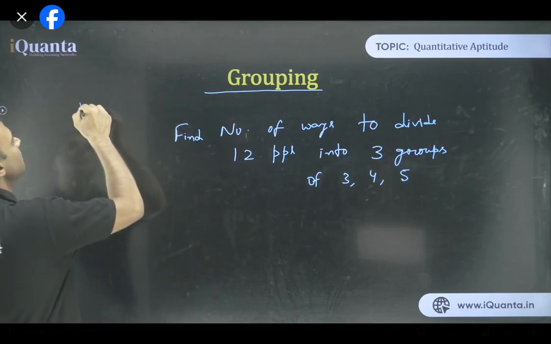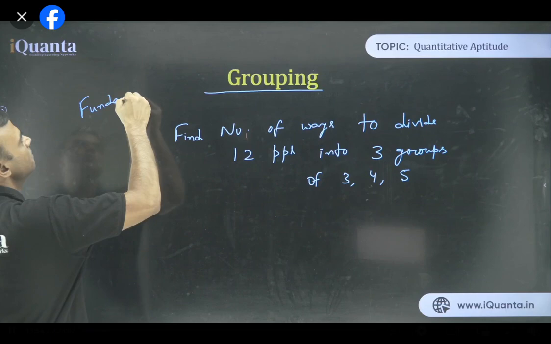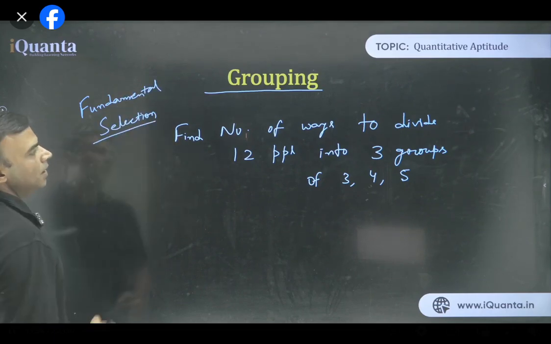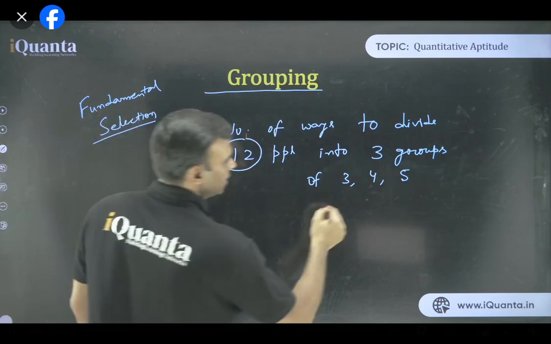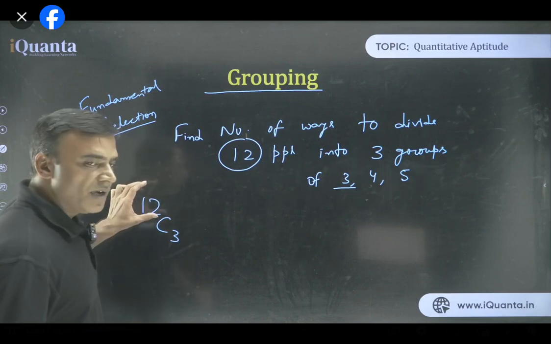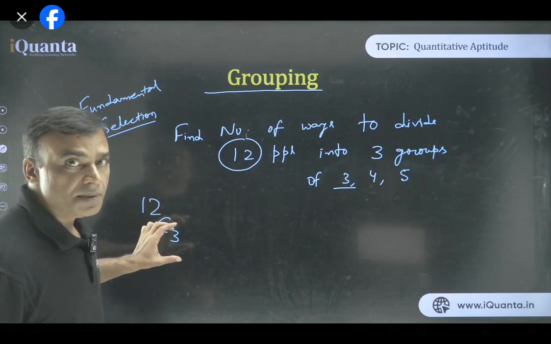The most fundamental concept to solve this question would be selection. We'll keep it very simple. Out of 12 people, select any 3. In how many ways can you do that? 12C3. Out of 12, if I've selected 3, we are left with 9 people.